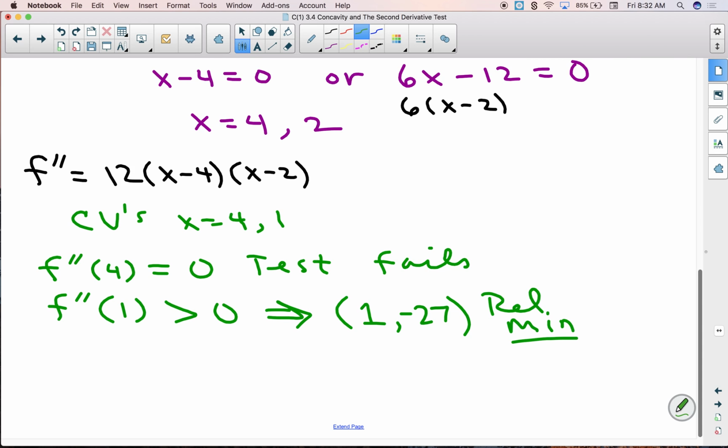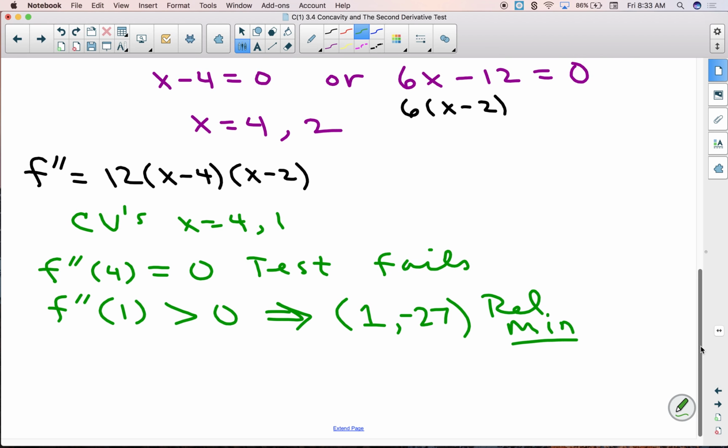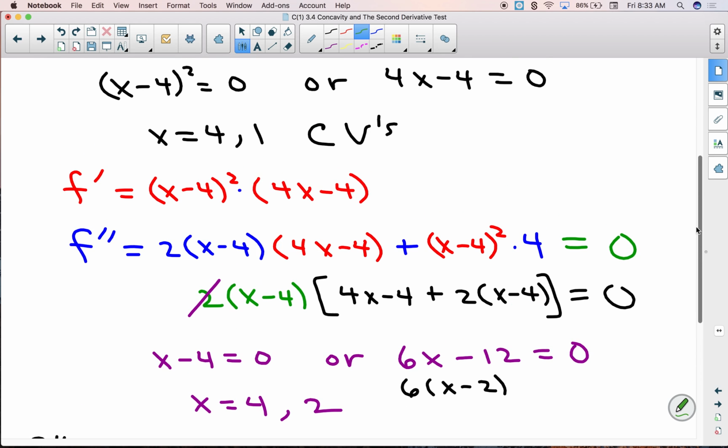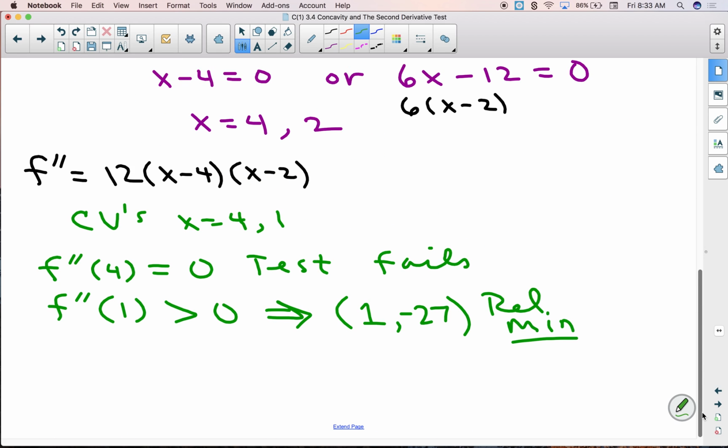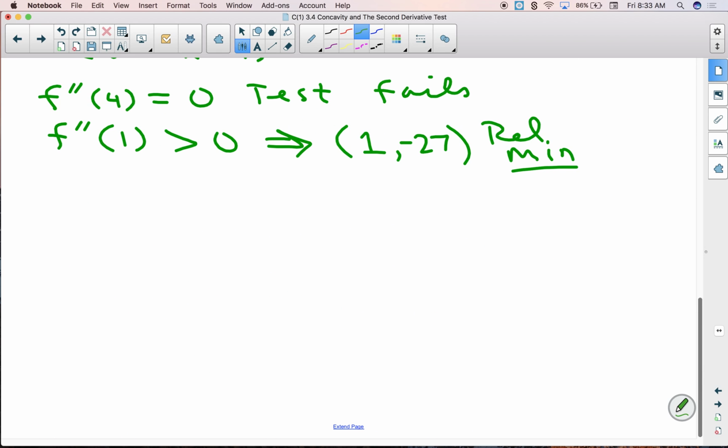All right. Now what about 4 though? What are we going to do there? Don't you not do anything because the test failed? Well, if the test fails, then in a sense we're stuck. We're stuck at how we are going to determine what it does there. I go back then, Daniela, to the first derivative test. So I need the first derivative, so let's go find a nice form of that. Right here, see that? X minus 4 squared, 4x minus 4.